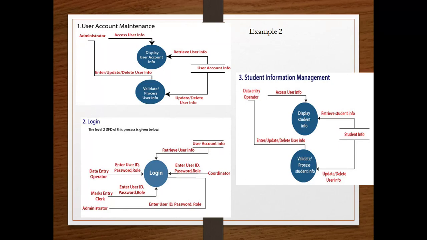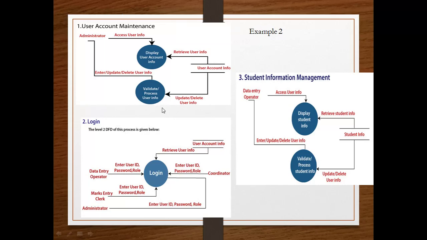Next is user account maintenance. Now here, like the student result management system, we have seen what user account maintenance is: display user account info and validate the process, that is user info. So here the administrator is responsible for uploading and updating your details. The administrator is going to enter, update, or delete user information, that is validate user information, access user info, and it will display user account info. These are retrieved from the user account number, user info, and update or delete user info.